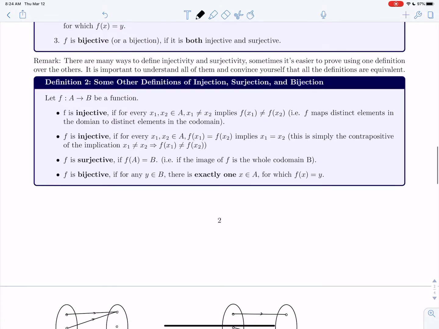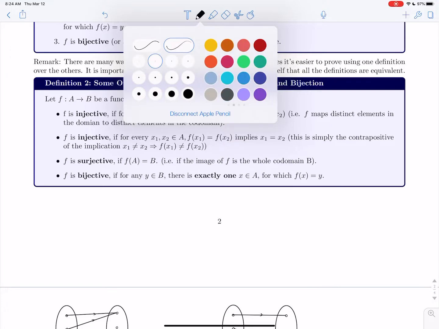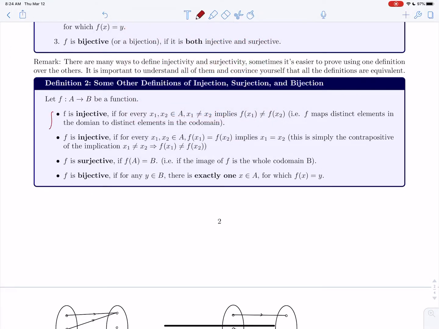The second definitions here are the ones we normally use to prove a function is injective, surjective, or bijective. The second one, as I mentioned in tutorial as well, is the most common one we use when we prove injectivity. It states that for every x1, x2 in your domain, f(x1) equals f(x2) implies x1 equals x2. And its contrapositive, which is this one, is also used very commonly, but the most common one is the second one, so please make sure you know this definition.